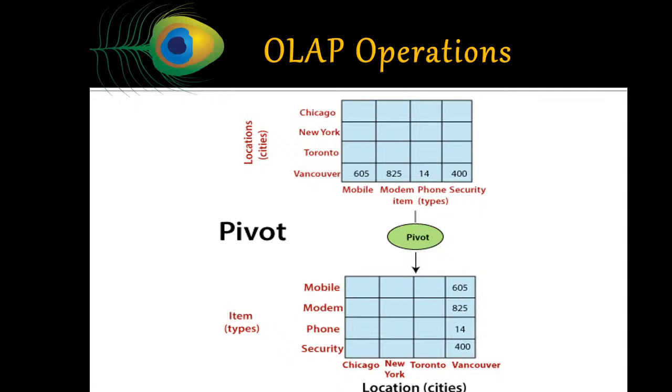The last one is pivot. In pivot, you rotate the data axes to provide an alternative presentation of data. You can see in the following example, the item types, mobile, modem, phone, security, are rotated, and we can see them on different axes. It is clear from the picture.